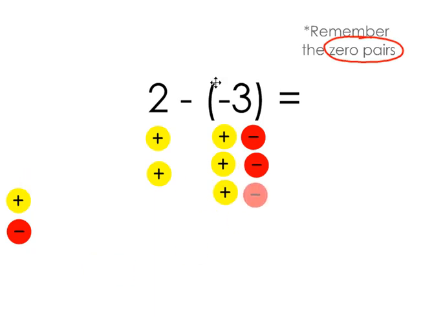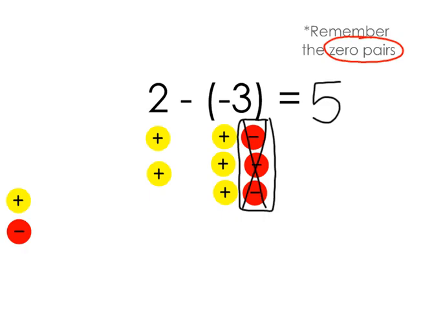Okay, again, I'm adding 0. I'm not changing the value of the problem. I'm just making it so that I can use the chips. Okay, now I can take away 3 negatives. So these 3 negatives right here, I'm going to subtract out. And when I do that, I have 5 positives left. So my answer would be positive 5.